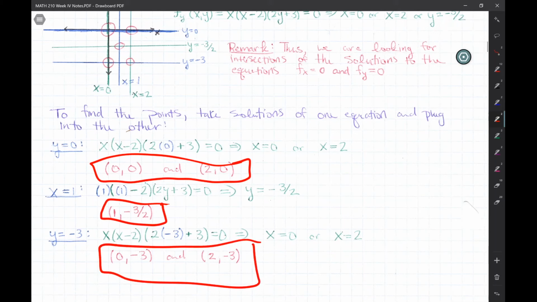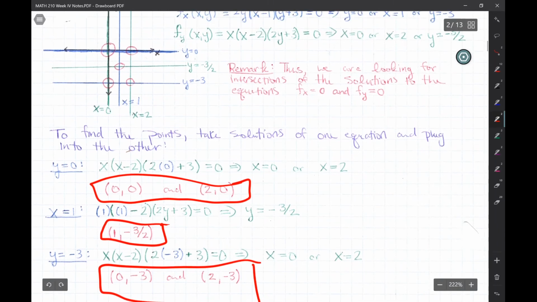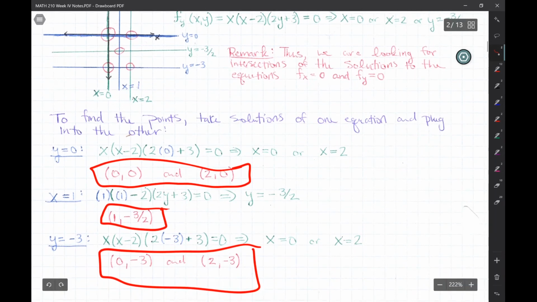And again, that's a practical way now to compute the critical points. You take the solutions of one equation and you plug them into the second equation and solve. Okay? And that's the practical way. You can't just do things graphically, looking at them. We can only do that in this example because it's simple. Other examples, it's generally more complicated.